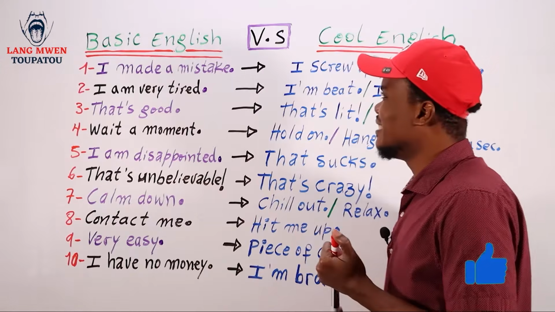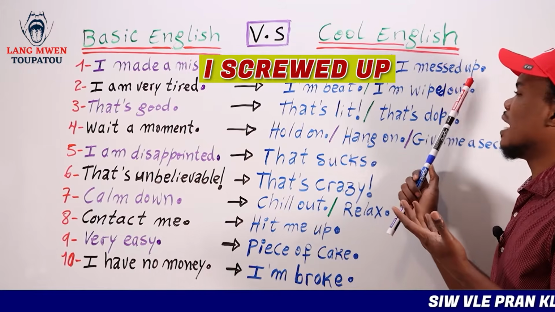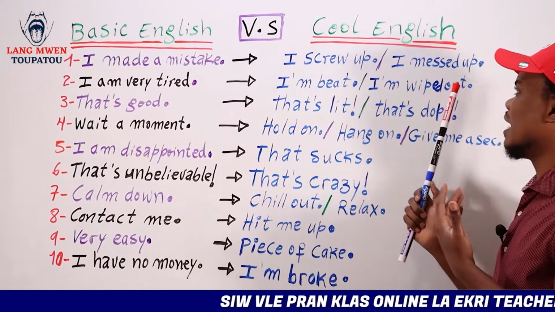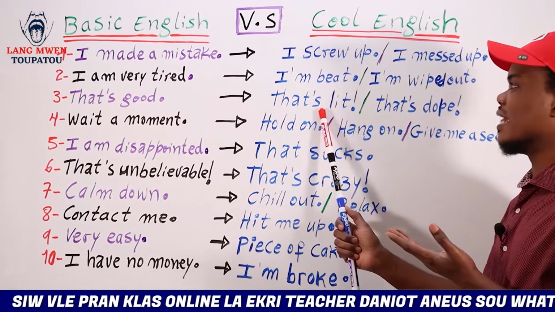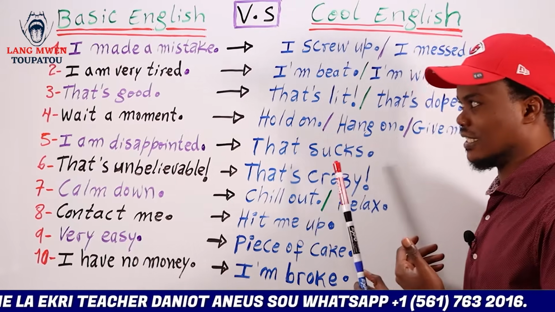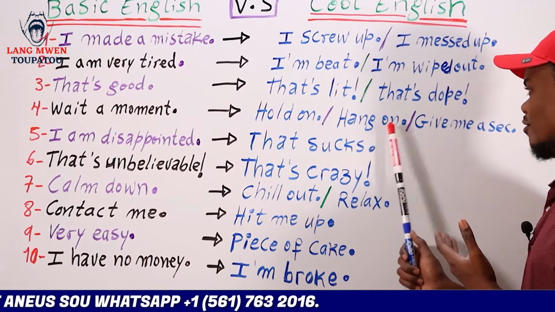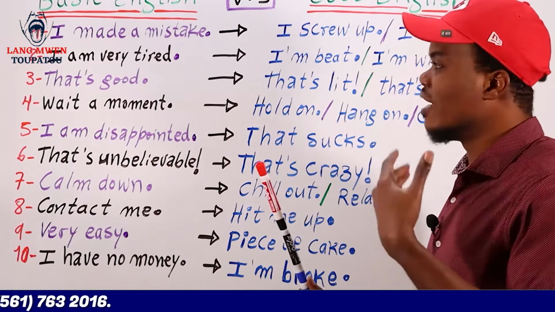So, for I made a mistake, the advanced way is to say I screwed up or I messed up. I'm very tired: I am beat or I am wiped out. That's good: that's dope, in cool, advanced English. Wait a moment: hold on, hang on, or give me a sec. Those are the cooler, more relaxed, advanced ways.